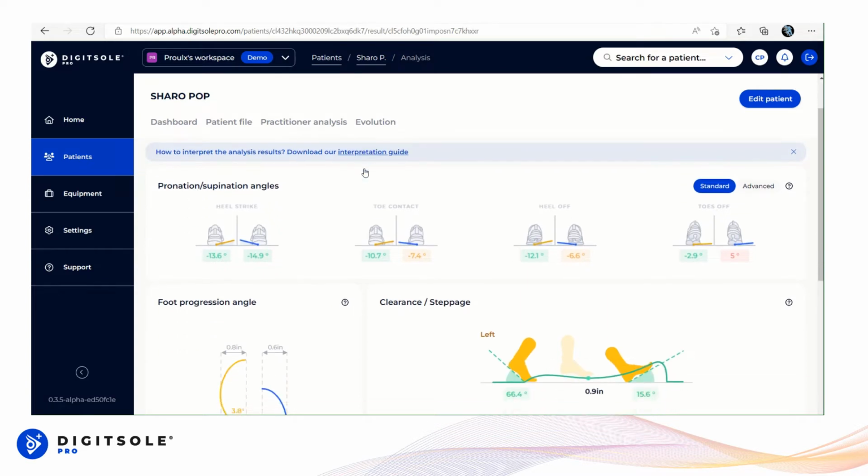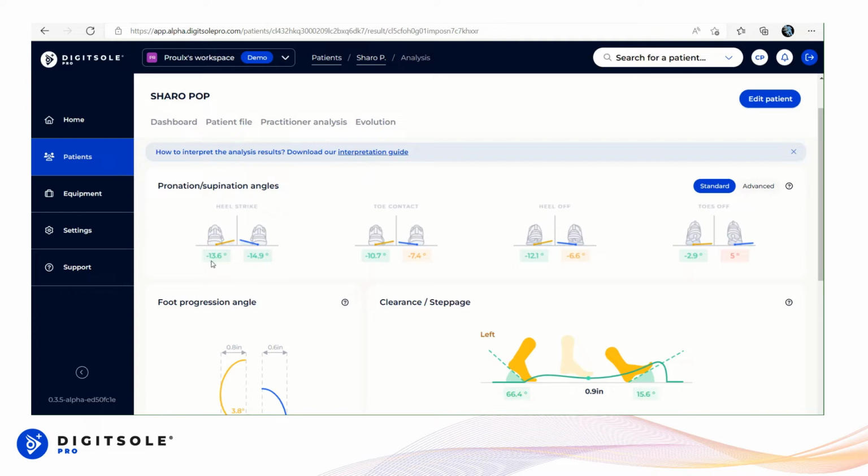As you can see, the first thing we see across the dashboard are the pronation supination angles, also called pronosupination. This is the angular orientation of the foot as it comes into ground contact, through contact stance phase, and into the toe off. Remember that the sensor is just below the navicular, and this is going to give us the orientation of the mid to rear foot during that stance phase.